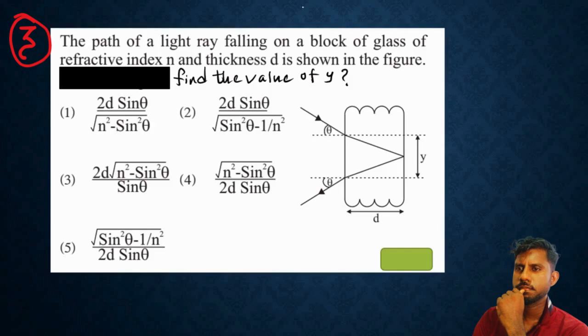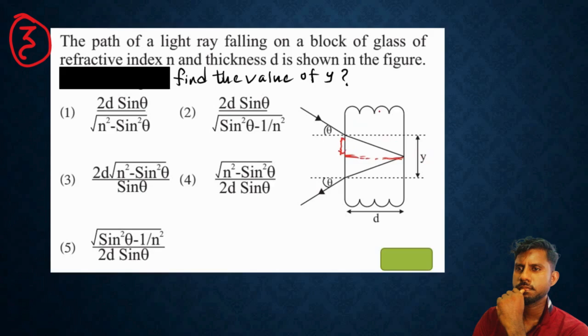This question is actually a past paper question. The path of a light ray falling on a block of glass, refractive index N and thickness D, is shown in the figure. Find the value of Y. This looks like a bit of a complicated question, but let's try to simplify it somehow. I'll divide it from here, and if we can find this length, double the value is Y.